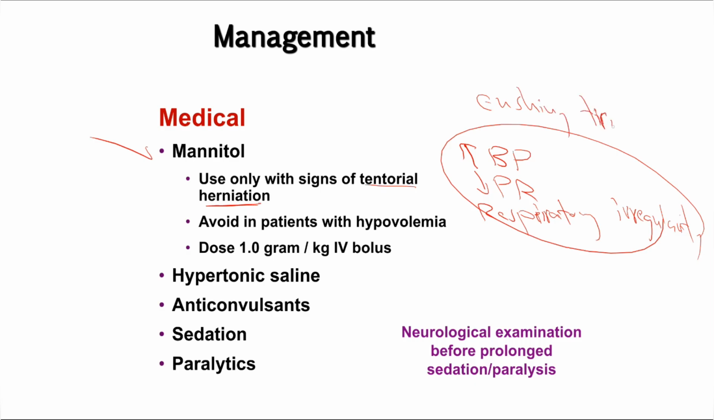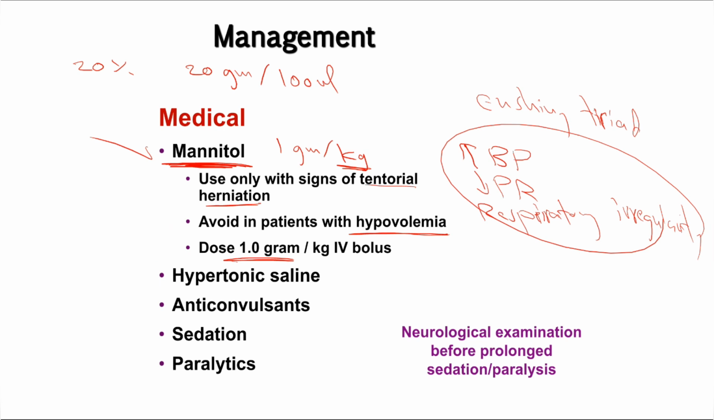So if the patient has Cushing triad or other signs like pupillary dilatation on one side, you have to give them mannitol. The mannitol dose is 1 gram per kilogram of weight of the patient. Usually the mannitol that we have is 20%. It means 20 gram in every 100 ml of mannitol. If a patient is hypovolemic, do not give mannitol because mannitol can lead to more hypovolemia because mannitol is an osmotic diuresis. The dose is 1 gram per kg IV bolus.